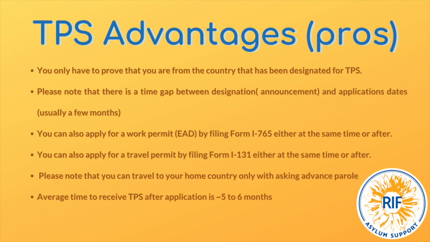Finally, the average time to receive TPS after your application is usually at this time between 5 to 6 months.